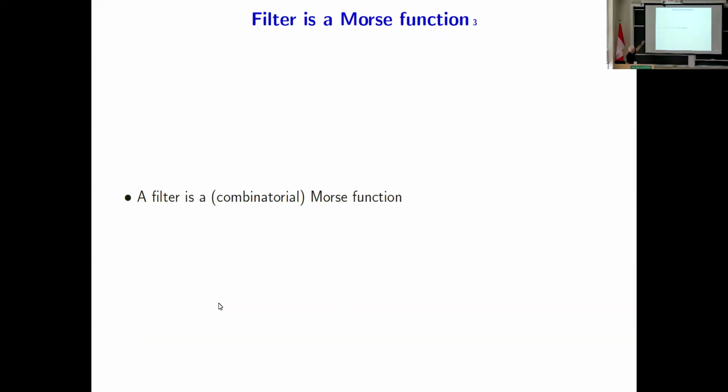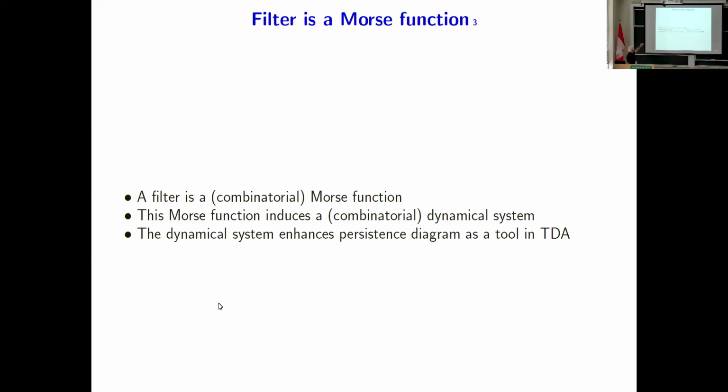And the main message of my talk is that a filter may be viewed as a combinatorial Morse function. Since you have a Morse function, like in the classical Conley theory, this Morse function induces a combinatorial dynamical system. And once you have this dynamical system, you can look at it via available topological tools. This extra information strongly enhances the persistence diagram as a tool in topological data analysis.